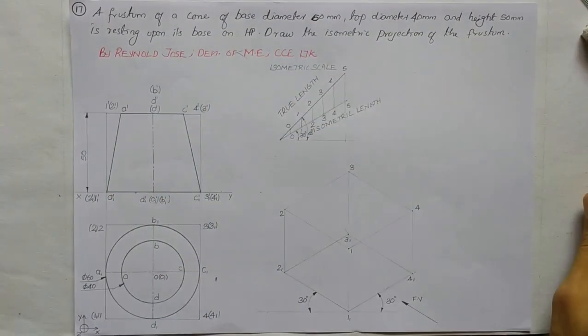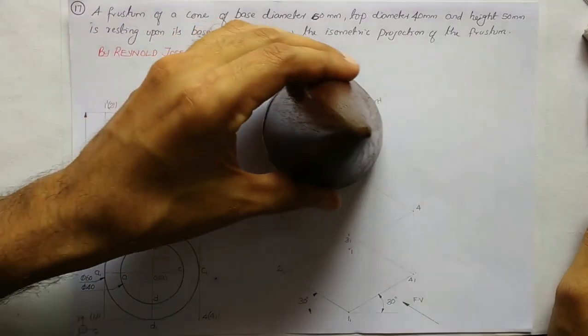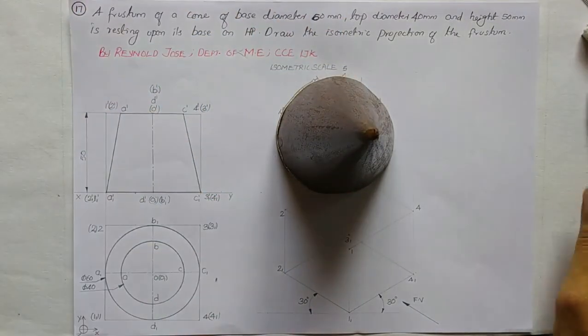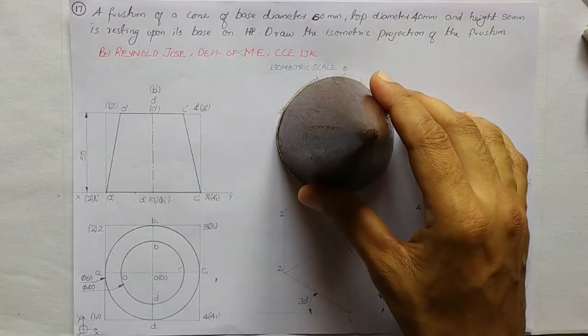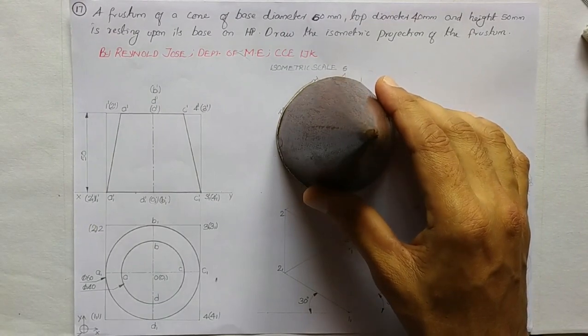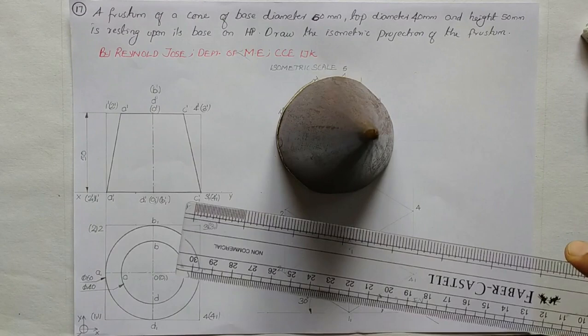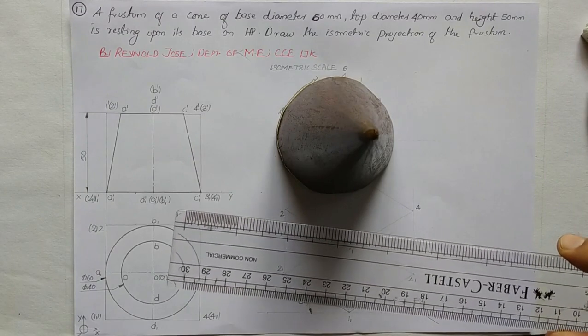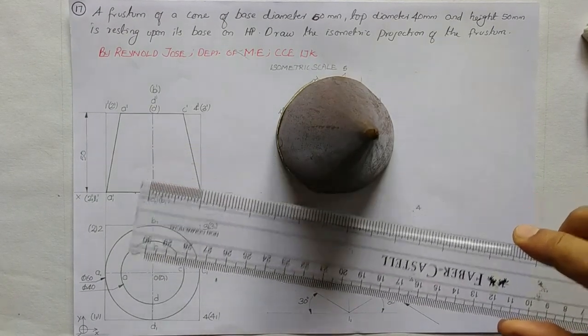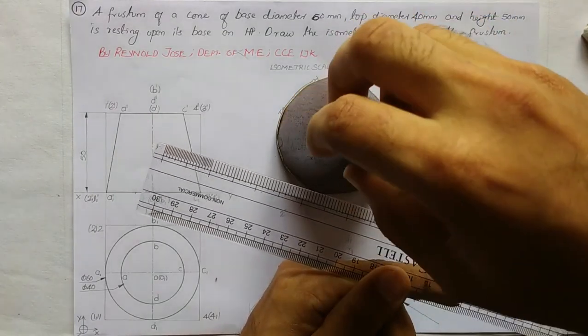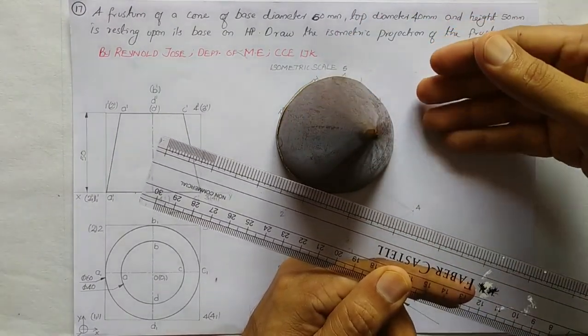So what do you mean by the frustum of a cone? Here we are having a cone. This is a full cone, and suppose you are sectioning off some region of this cone. Suppose I am using a cutting plane like this, which is parallel to the horizontal plane. I am cutting off this solid at this region, and the top portion is removed and some portion is remaining.